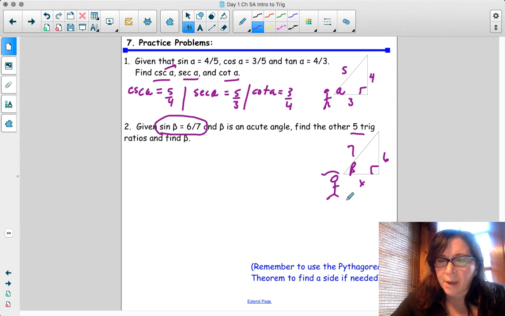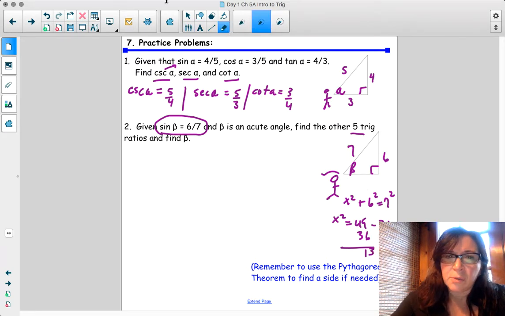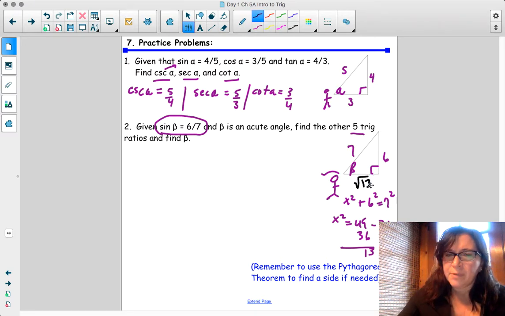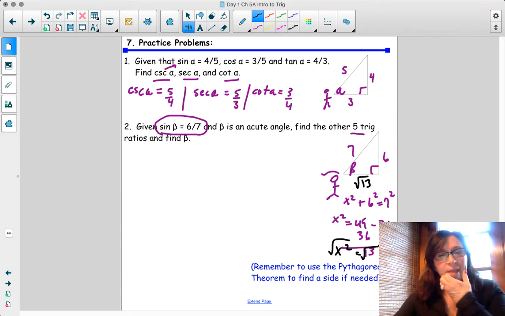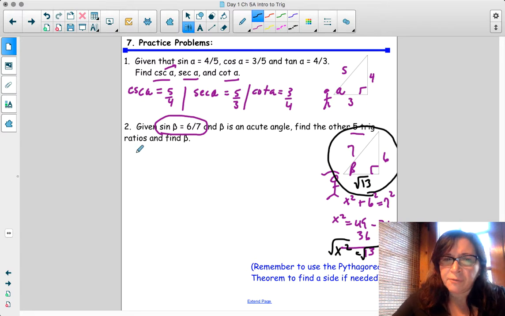So I'm going to use the Pythagorean theorem: x squared plus 6 squared equals 7 squared, because this is not a triplet. We're going to have x squared equals 49 minus 36. So 49 minus 36 is 13. So this value right here is the square root of 13. My x value is the square root of 13, because when you end up getting x squared equals 13, you have to square root both sides to find that side. So now we have our triangle, and what you have to do with the triangle is find the other 5 trig functions.